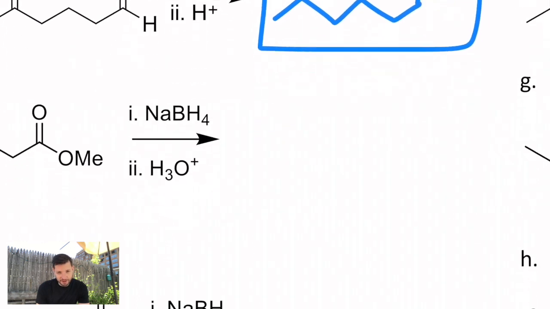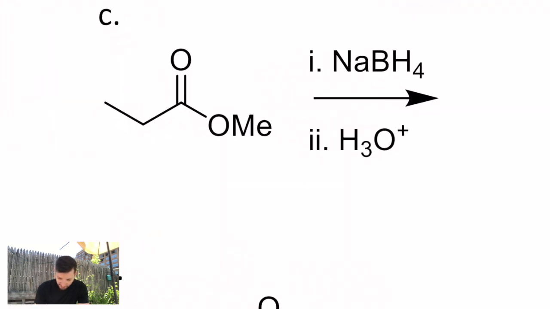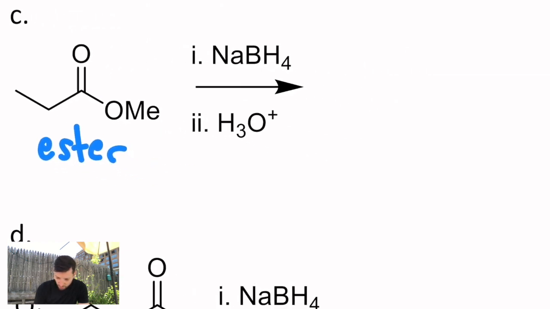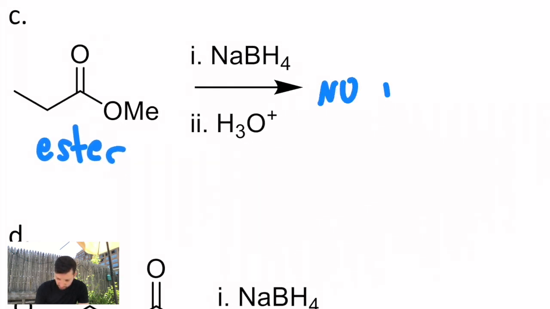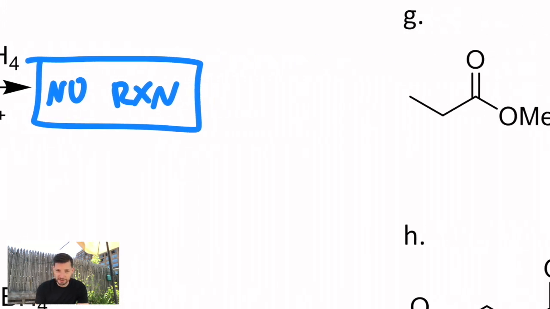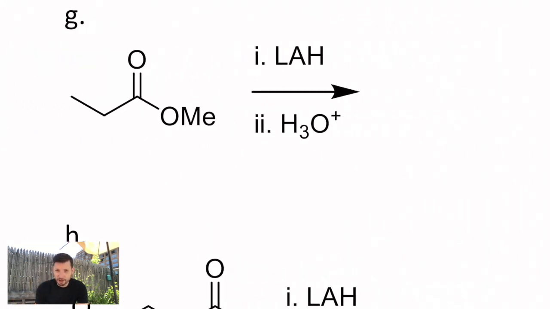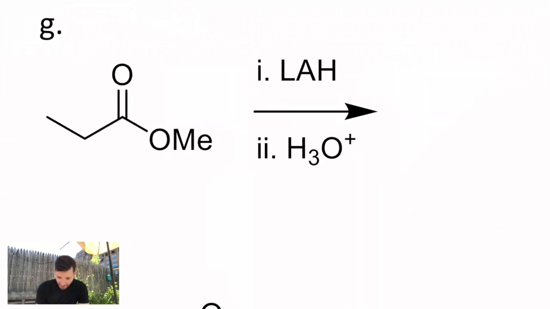Aha, now we are not in aldehyde and ketone territory. This is an ester. Esters with NaBH4, no reaction. However, esters will react with LAH because LAH essentially reduces everything. Let's figure out what it would look like. LAH acts as H-.